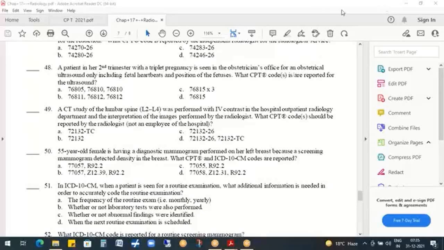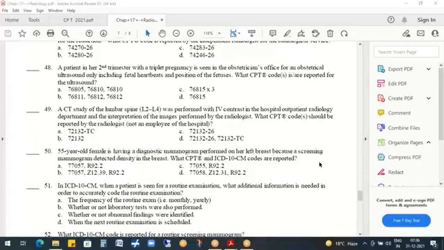Completed. See here, what is the examination done by the physician? Detailed fetal anatomical examination or limited? Limited fetal anatomical examination. One or more fetuses, only one code. 76815. D is the answer.